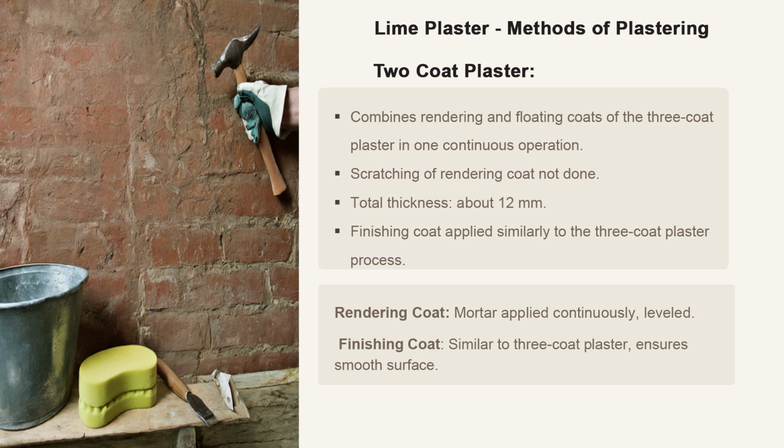If the surface is uneven, a preliminary coat fills in all hollows before the first coat. Next comes the interesting part. The first coat or rendering coat is applied just slightly thinner than the specified thickness of the plaster.